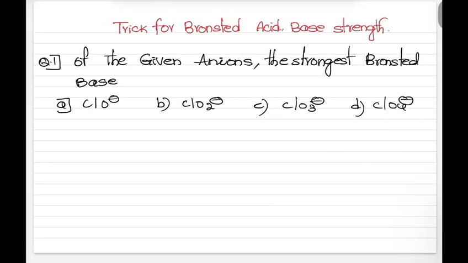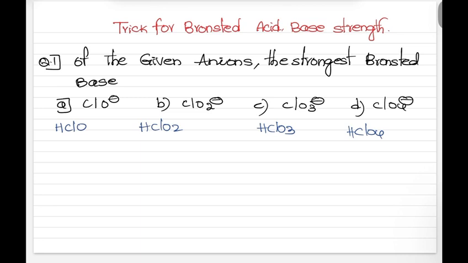See here what they are asking. They have given 4 options, and they are asking for the strongest Bronsted base. First, just add the HClO, HClO2, HClO3 and HClO4. We have to find out which is a weak acid. A weak acid in this sense gives the strongest Bronsted base here.